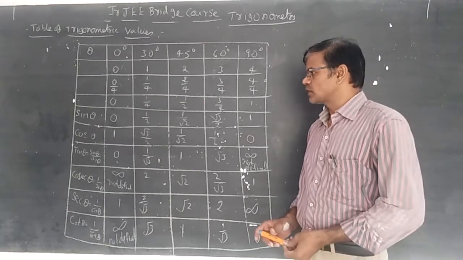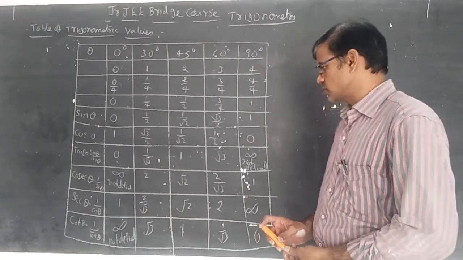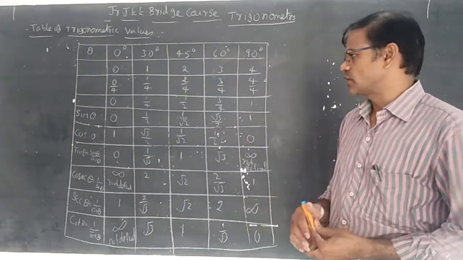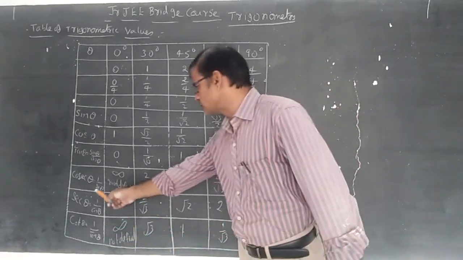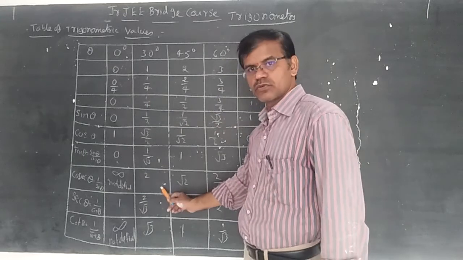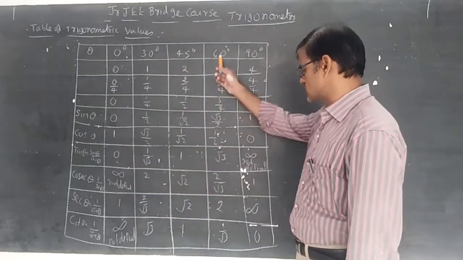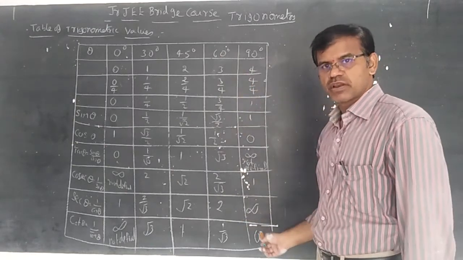I think you have had this table in 10th class also. You know the values, even though once again I am making you remember the values. Now if you need cosec 30, you can see the table. Cosec 30 becomes 2, cosec 45 becomes root 2, cosec 60 is 2 by root 3, cosec 90 is 1. Like that.